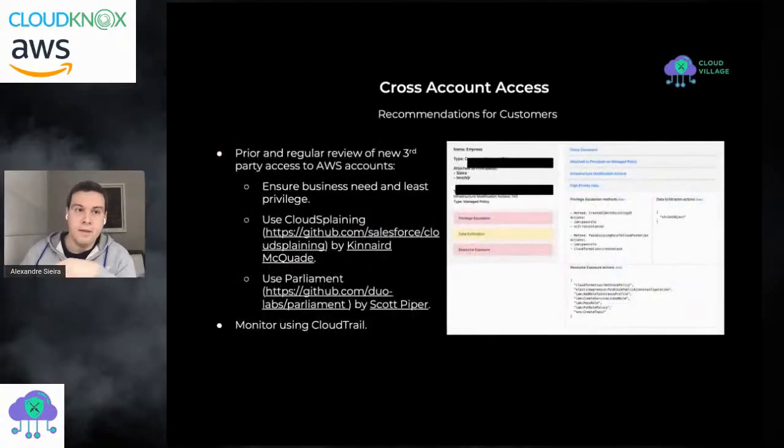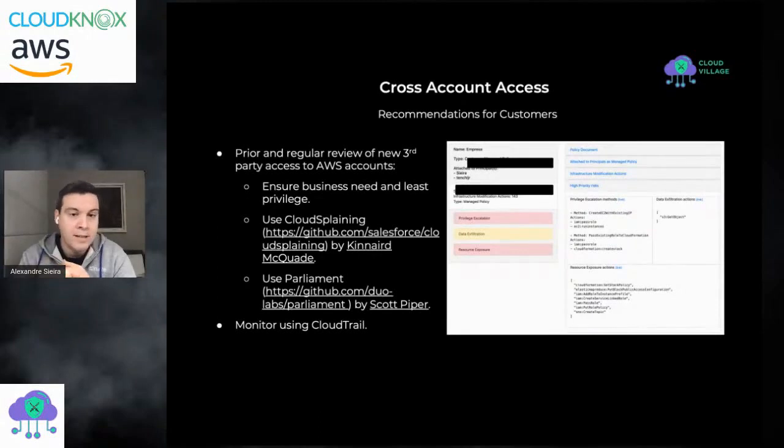So, in closing, what do I recommend? If you're a customer, you need to be aware of the third-party access to your AWS accounts. You need to have governance over it. You need a process to do a regular review, not only on initial onboarding, because privileges only grow, they never diminish. So you need to have regular reviews of what actual privileges are being given to third parties. Ensure there's still business need.